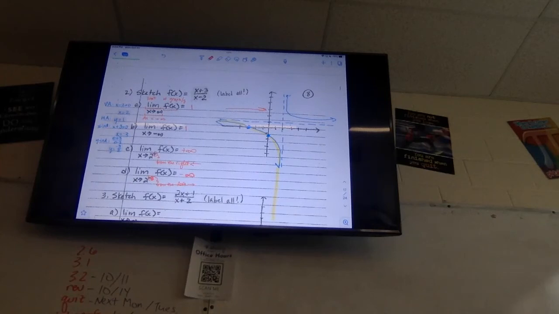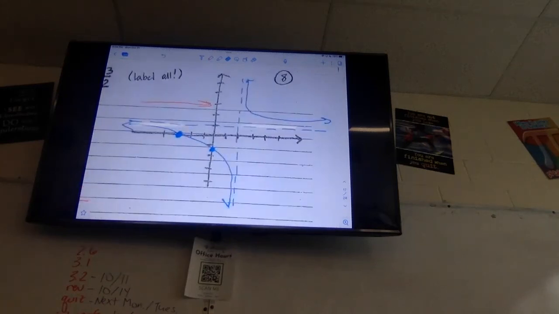Why is 2 interesting? Why do you think I'm looking at 2? Because the vertical asymptote is 2. Good. It's my vertical asymptote. And the way that we know our reciprocal functions work, it looks different on either side of the vertical asymptote.